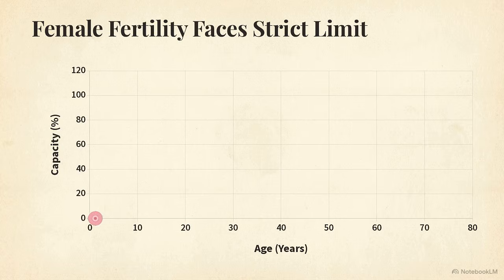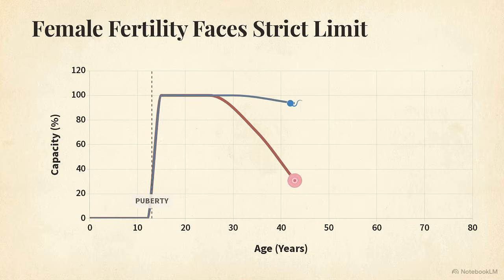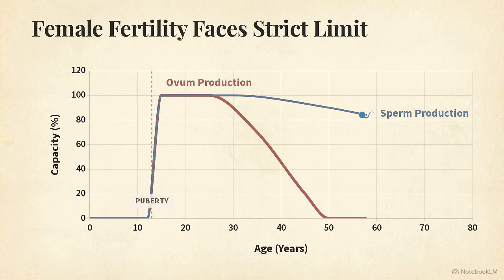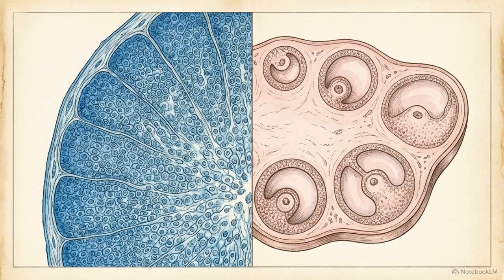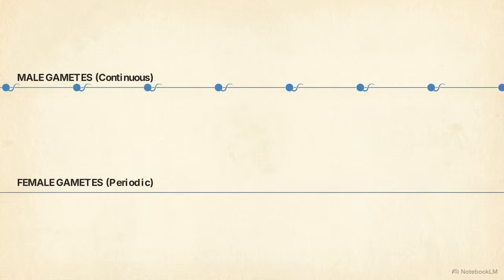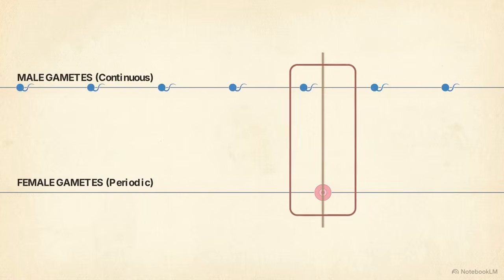This chart compares male and female reproductive lifespans. The male timeline shows sperm production begins at puberty and extends reliably into old age. The female clock operates under a stricter limit. Ovum production faces a sharp drop-off, ceasing entirely around age 50. We have two distinct systems running on completely asymmetrical timelines. The initial challenge of human reproduction is getting these differently timed mechanisms to perfectly synchronize.